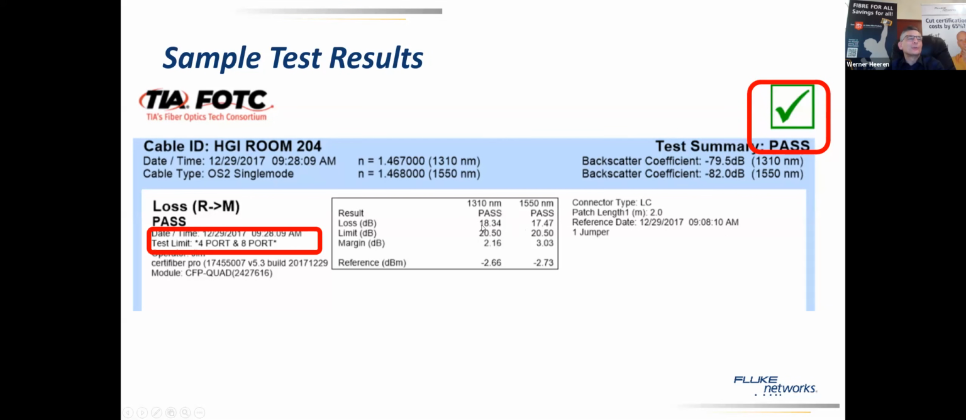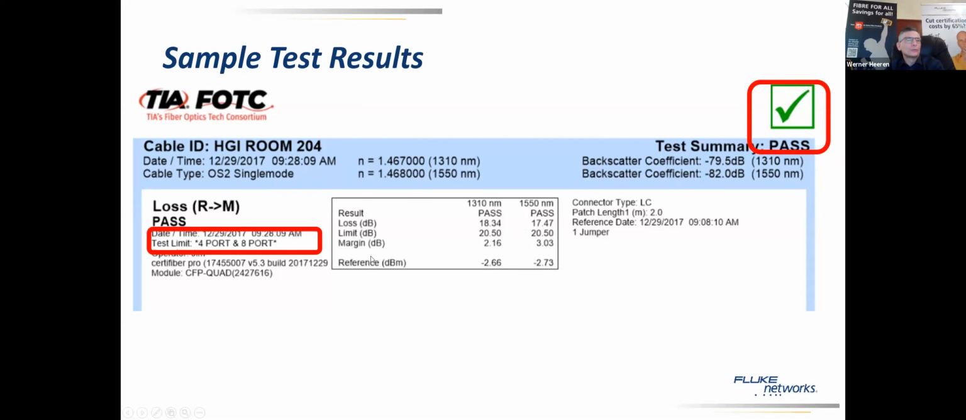The loss that has been measured for the 1310 is 18.34. The difference, the margin or headroom you have, is 2.16, which looks nice, and we do it for both wavelengths, which gives you the path result.